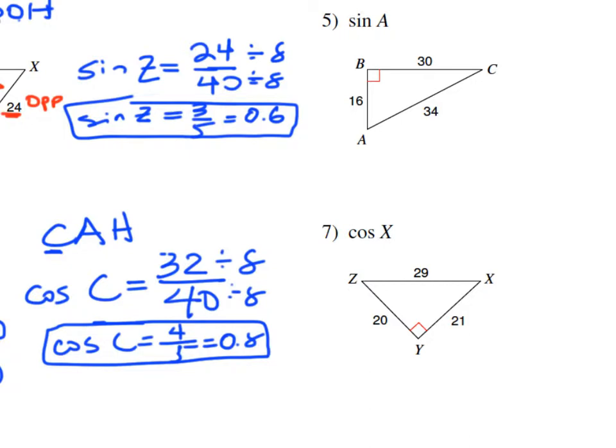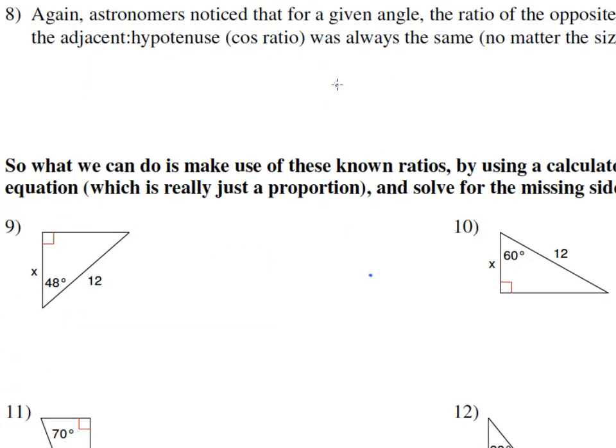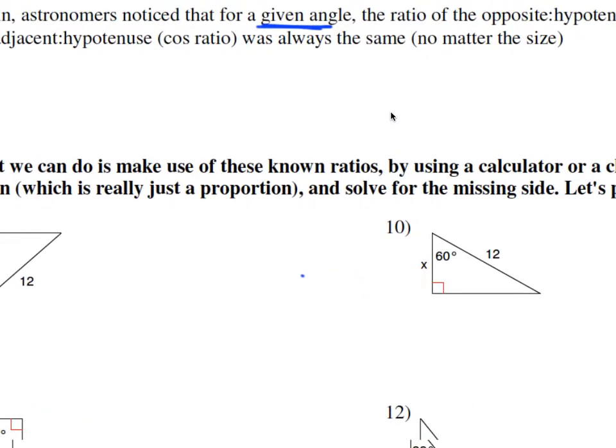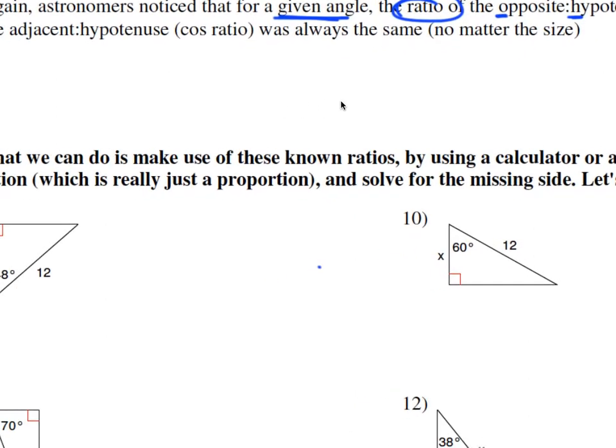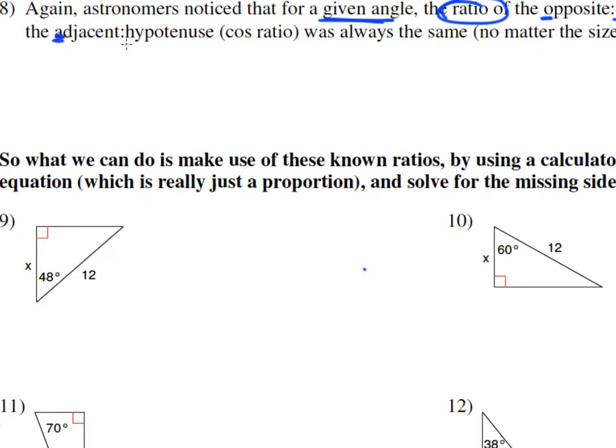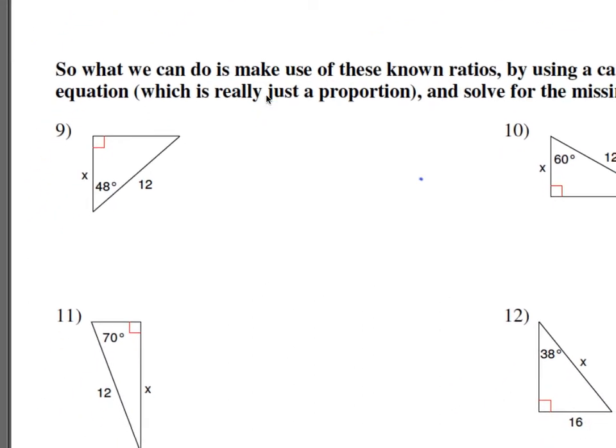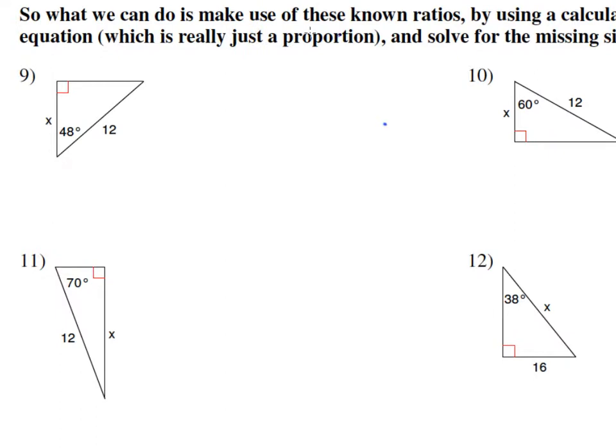Okay, we're on the back side now. Again, astronomers notice that for a given angle, sine and cosine is just a ratio. The ratio of O to H, opposite to hypotenuse, is sine, or the ratio of A to H is cosine. It's always the same for a certain angle, no matter the size. So let's go ahead and do some of these. We start with this 48 here.